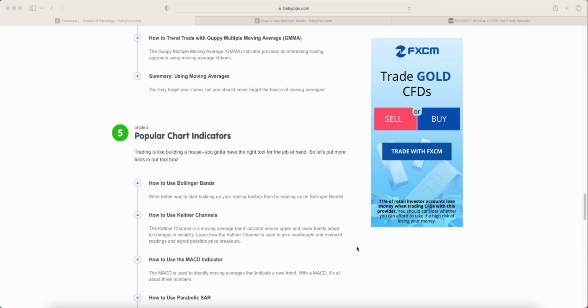We are in the elementary section starting grade 5, which is popular chart indicators. So now we're starting to get into the meat of technical analysis.